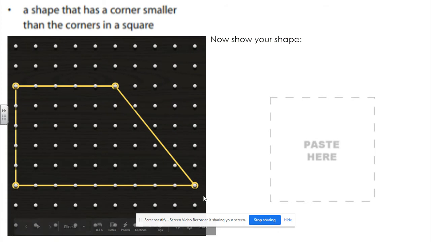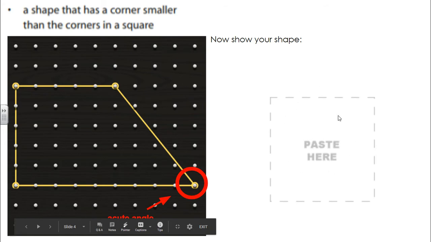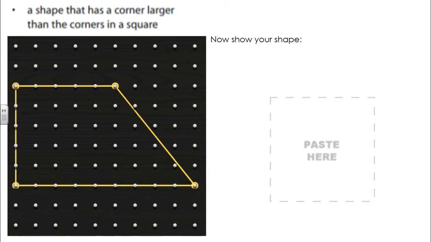So our first one is a shape that has a corner smaller than the corners in a square. You can see right here, that's the corner that I made in my shape. I have a quadrilateral here, and that corner is definitely smaller than a square corner. That is an acute angle. And when you make yours, I just want you to paste yours right here in the assignment and then turn that in Google Classroom.